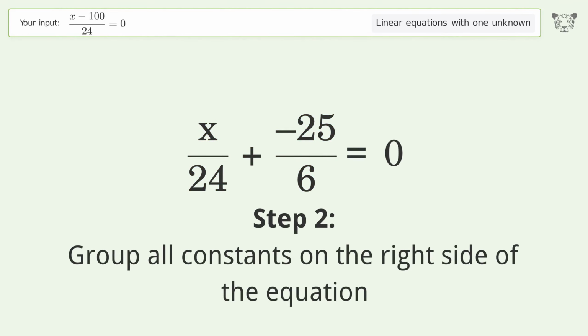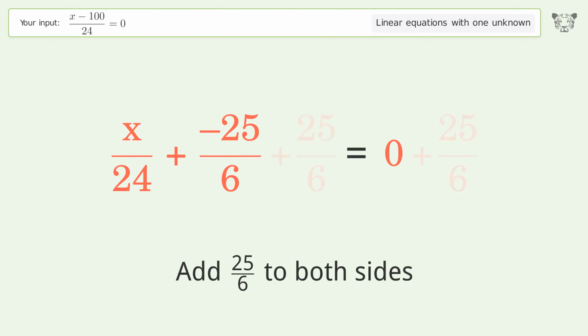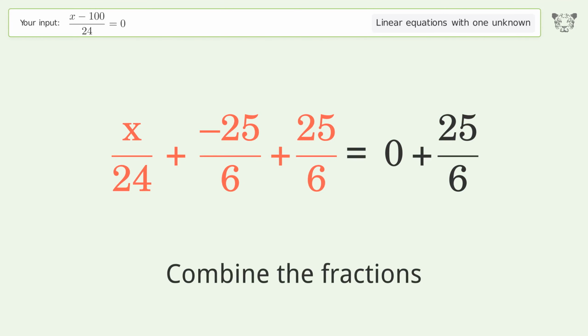Group all constants on the right side of the equation. Add 25/6 to both sides. Combine the fractions.